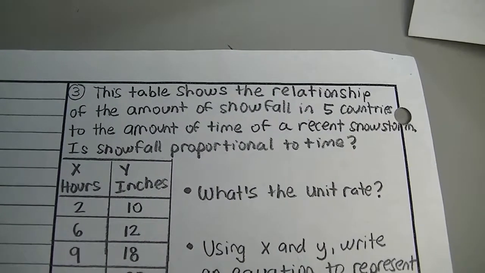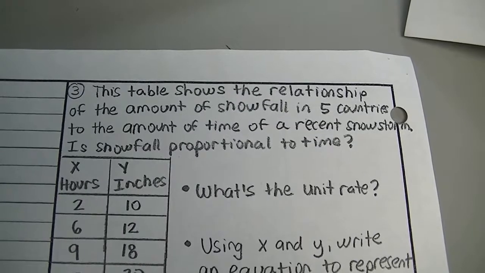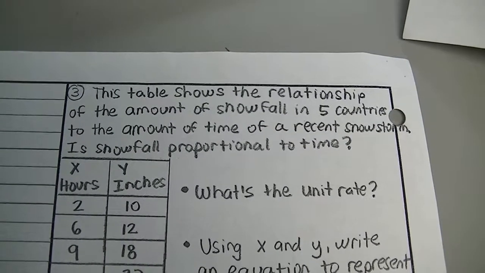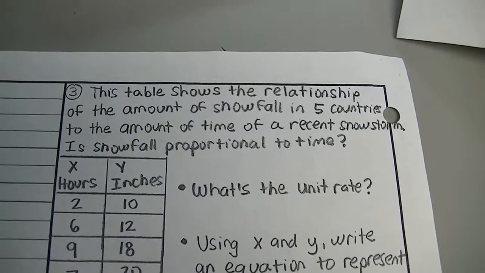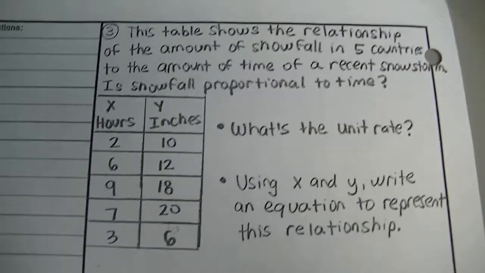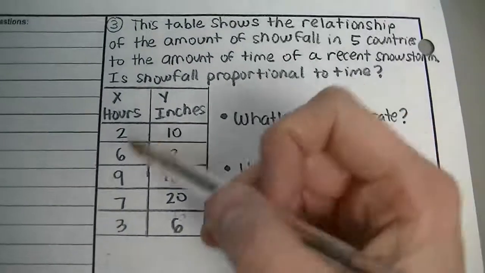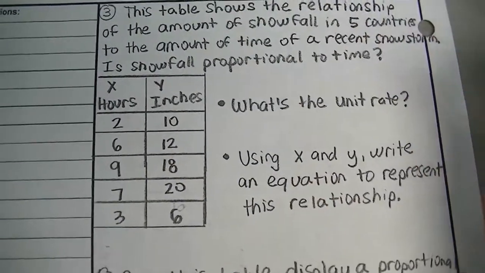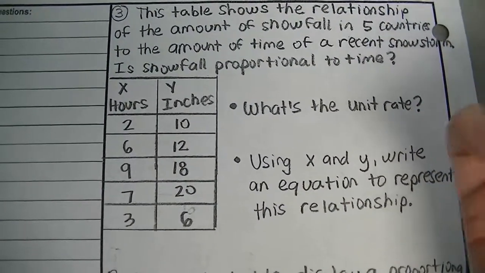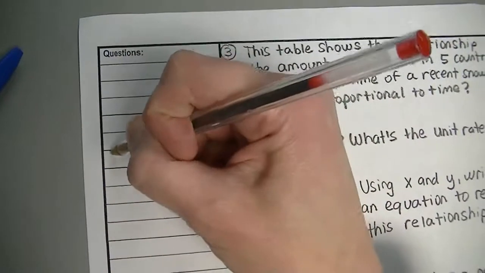Number 3 says, this table shows the relationship of the amount of snowfall in 5 counties to the amount of time of a recent snowstorm. Is snowfall proportional to time? So it's giving you all the values in the table, and you've got to figure out, hey, is it a proportional relationship? So remember, to find the unit rate, it's y divided by x.